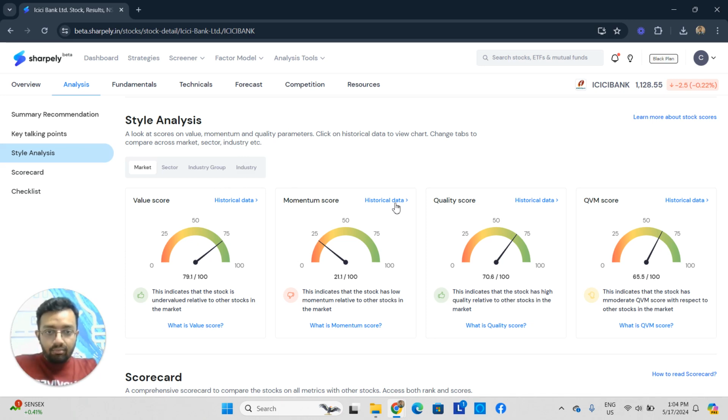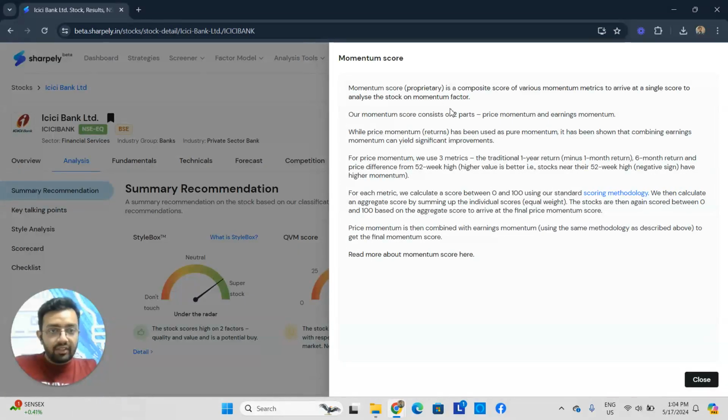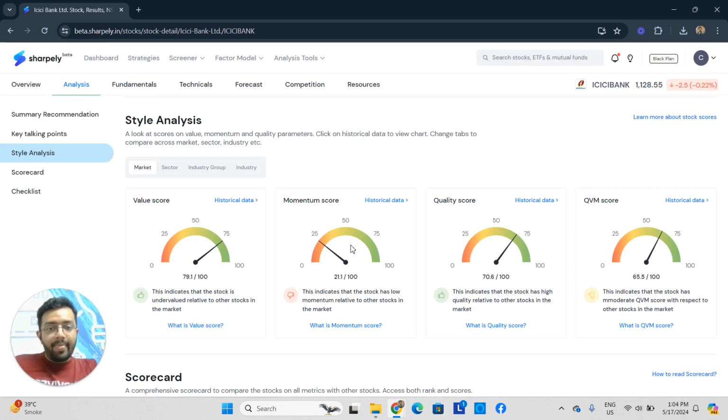For momentum, we have two parts in the momentum score, that is price momentum and earnings momentum. For price momentum, we look at 1 year return, 6 month return, and difference from 52-week high. And for earnings momentum, we also analyze how the pace of earnings is changing. If the company is growing earnings at a rapid pace, then it is a very positive sign, right? So in the momentum score, we combine both price and earnings momentum.